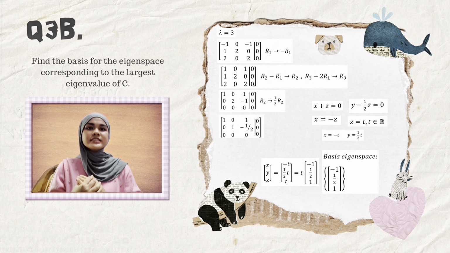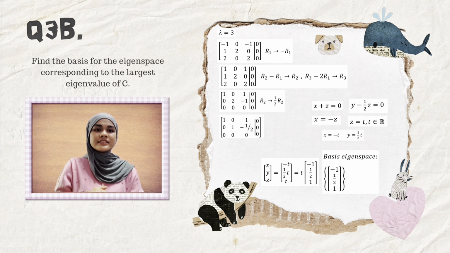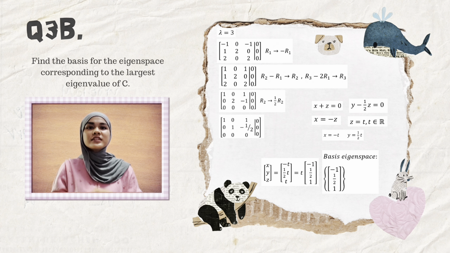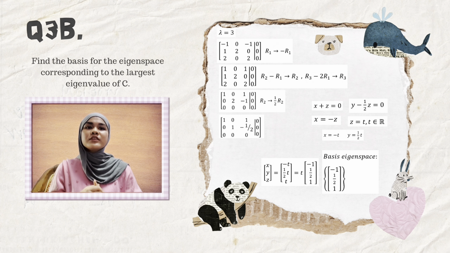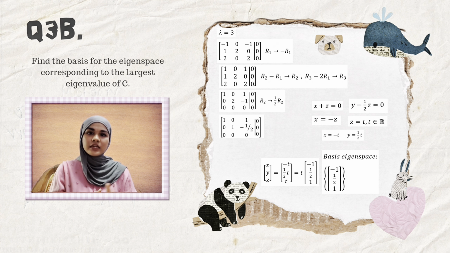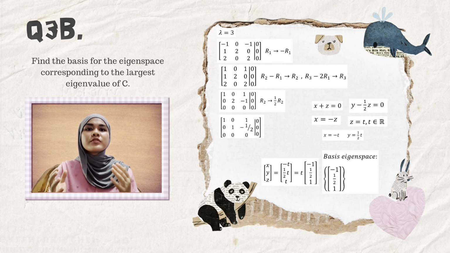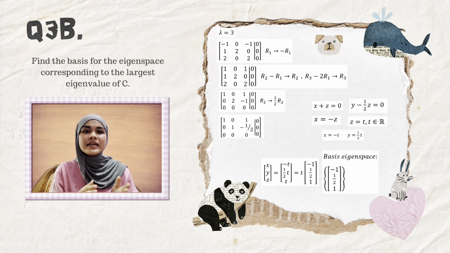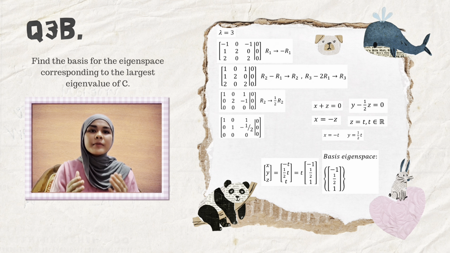Next, for question 3b, we need to find the basis for the eigenspace corresponding to the largest eigenvalue. From question A, the largest eigenvalue is lambda equals 3. We substitute lambda equals 3 into C minus lambda I, then perform row reduction until we obtain the reduced row echelon form. From the reduced echelon matrix, we obtain the equations x plus z equals 0 and y minus 1/2 z equals 0.